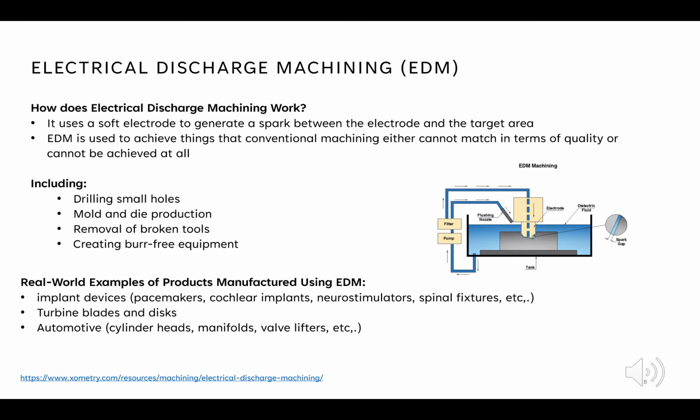So, how does electrical discharge machining actually work? It uses a soft electrode to generate a controlled spark between the electrode and the target surface. This spark creates intense localized heat, enough to vaporize or melt tiny amounts of material, without the tool ever touching the part. EDM is known for doing things traditional machining can't, either because the geometry is too complex or the quality requirements are too tight.